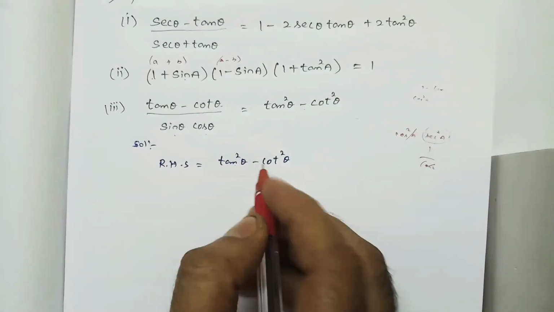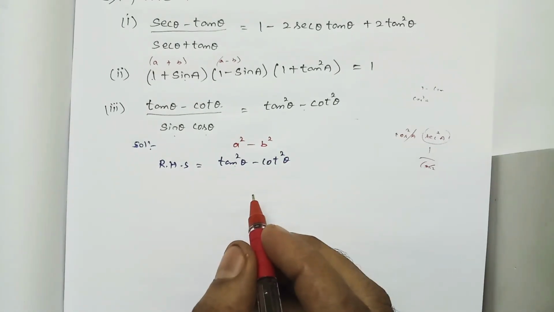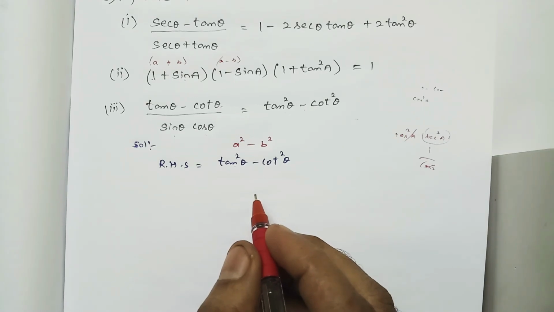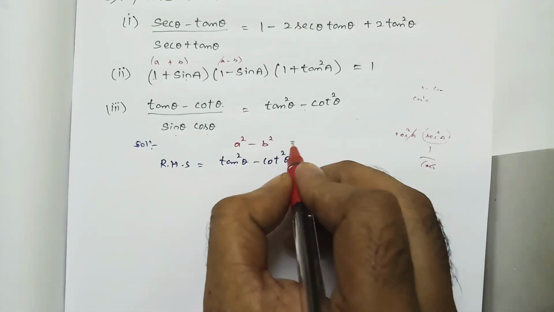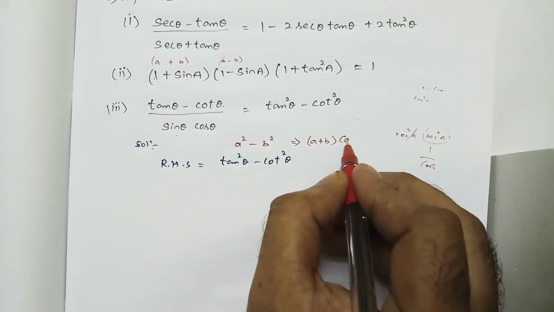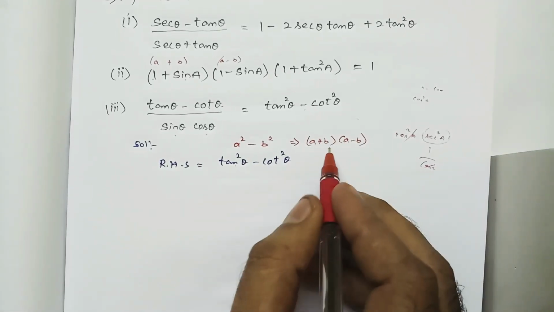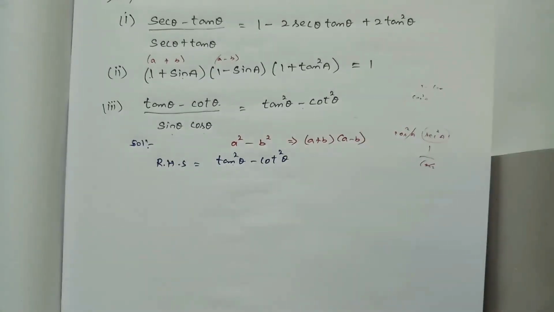Tan square theta minus cot square theta is nothing but a square minus b square. I told you that in this chapter the algebraic identity is very important, and wherever it is needed we have to apply it. That's why I asked you to be thorough while we introduced this concept. So a square minus b square is equal to a plus b into a minus b. Here a is tan theta, b is cot theta.